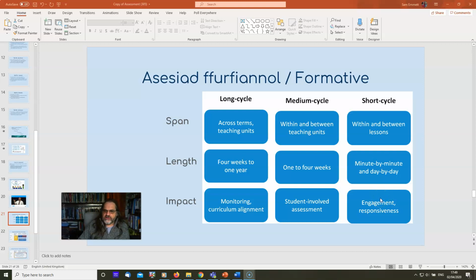So, short cycle, instant engagement, responsiveness, you can check that because you're physically there. Medium cycle, well, students should be involved in that, so that's where the ILPs are really powerful. Monitoring curriculum alignment, this is where we should be getting your feedback at the end of the course for how we can make future courses better. Then that gives it formative use for the course itself.